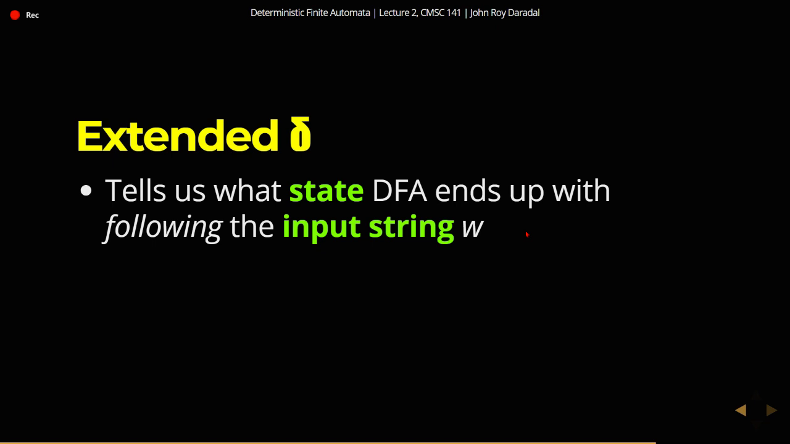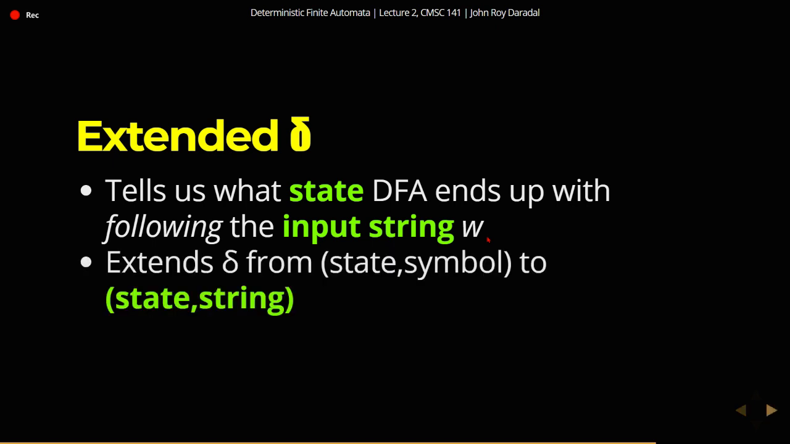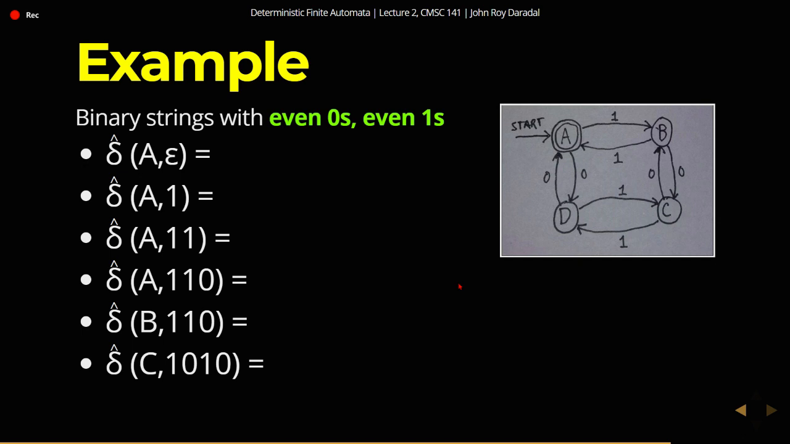So what does this do? The extended transition function tells us what state the DFA ends up in following the input string W. So basically, if you process the whole string one symbol at a time, what state does it end up in? So it extends the delta from state-symbol to state-string, as I mentioned. So let's see some examples.